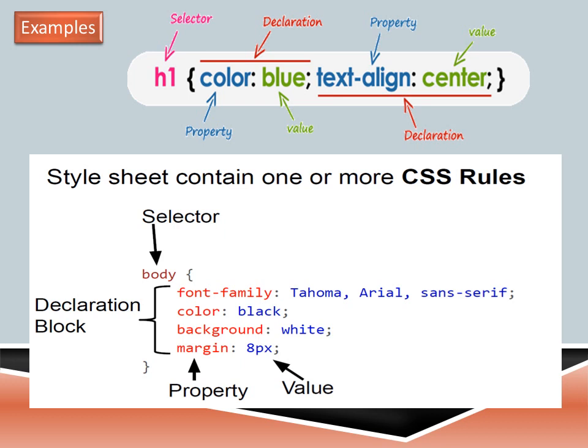Now next, a style sheet can contain one or more CSS rules. Like in the previous example, we have seen color blue and text-align center, which means we are using two declarations.